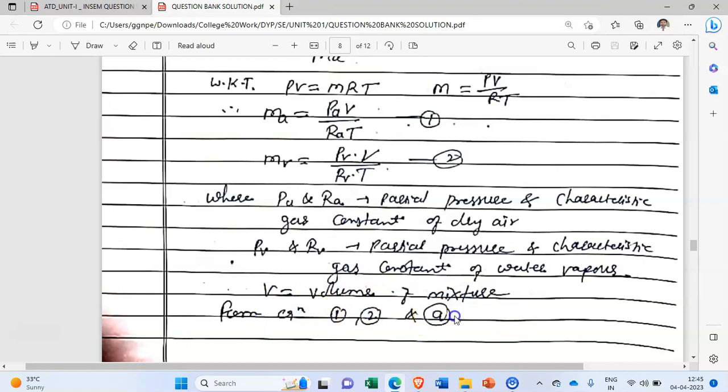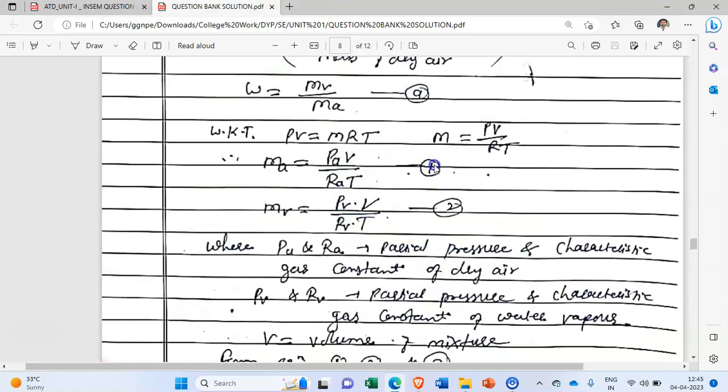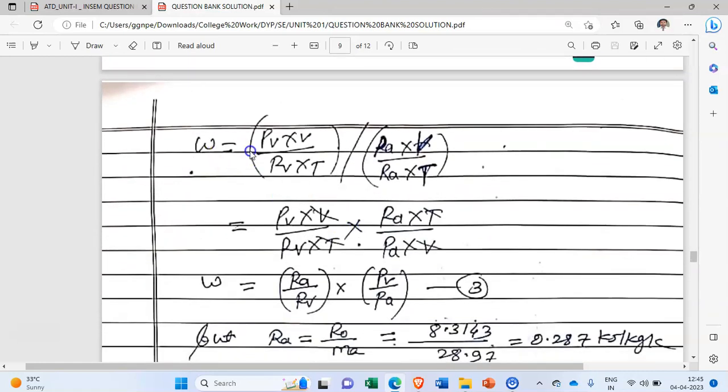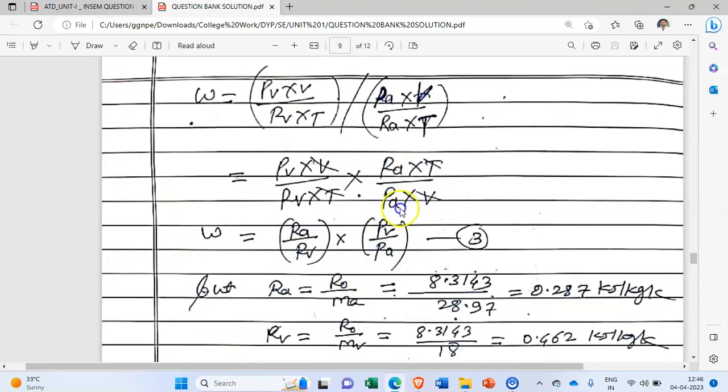So we have to put the values of equation number 1 and equation number 2 in equation number A. If you put those values in equation number A, what do we get? W is equal to PV into V upon RV into T divided by PA into V upon RA into T. Now we have to reverse it, because we have to replace the division sign by a multiplication sign. So PV into V upon RV into T, into RA into T upon PA into V. Here T and T get cancelled, V and V get cancelled, because it is the same for both. So W is equal to RA upon RV into PV upon PA. This is equation number 3.